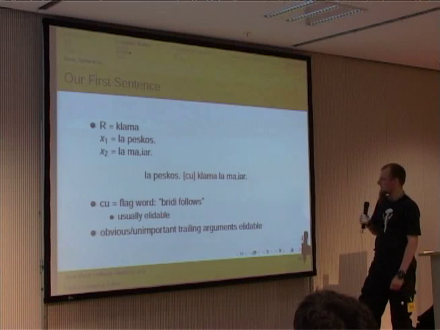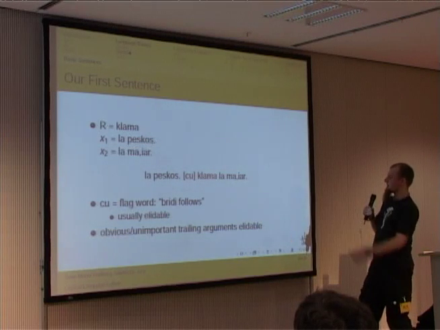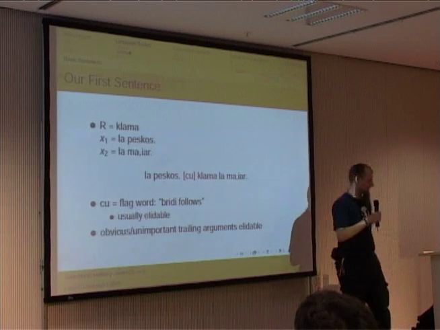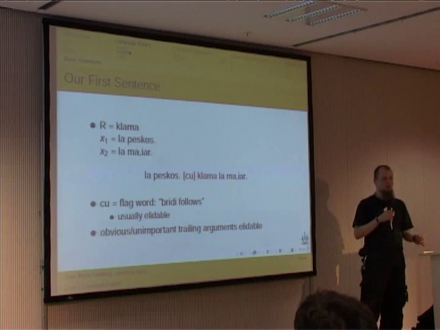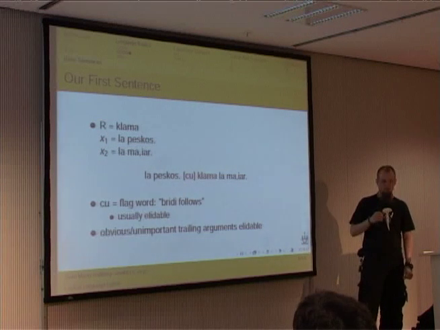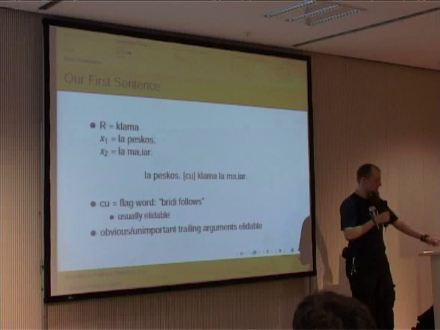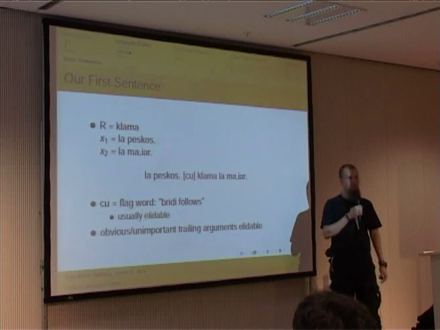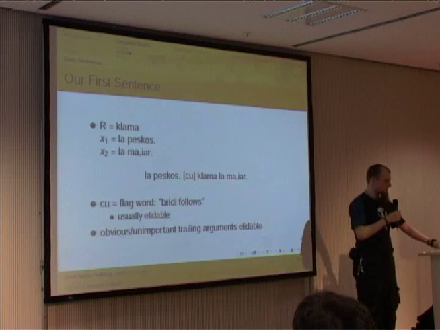Also, you see there's only 2 arguments given. You can just drop the last ones. Leave them out. There's always a maximum of 5 arguments for these relation words. You always drop the last ones that you're not interested in. This is equivalent to saying zohe for the last few arguments. It's the same meaning, just easier to say.